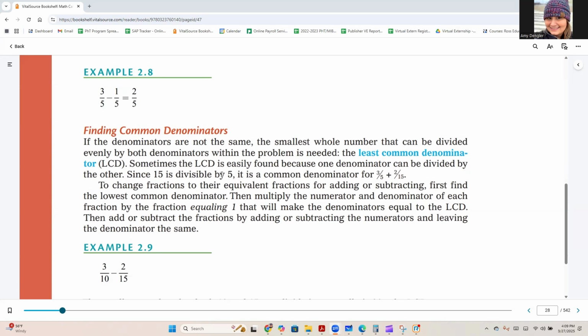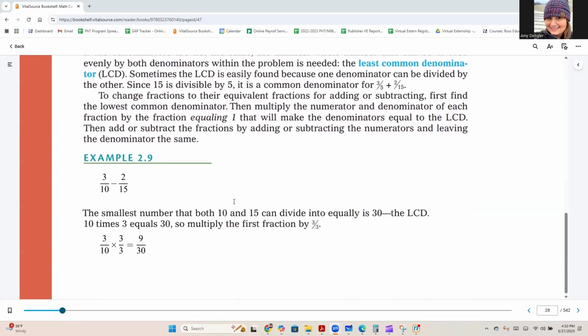To change fractions to their equivalent fractions for adding or subtracting, first find the lowest common denominator, then multiply the numerator and denominator of each fraction by the fraction equaling 1. That will make the denominators equal to the lowest common denominator. Then add or subtract the fractions by adding or subtracting the numerators and leaving the denominator the same. Let's do example 2.9.